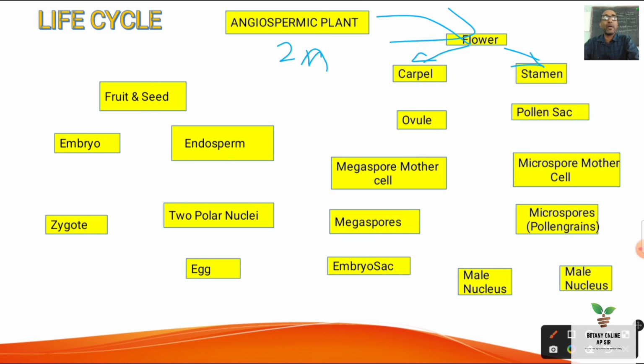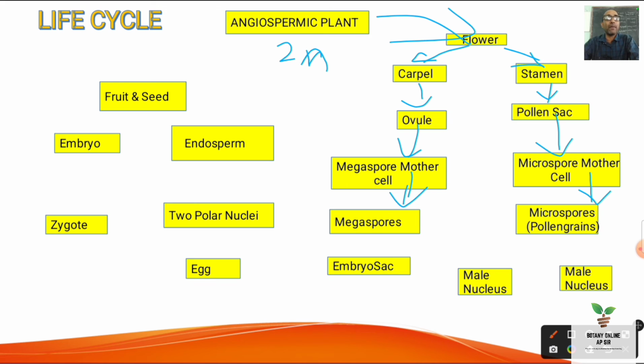Now the carpel has the ovule, and the stamen has the pollen sac, the anther microsporangium, inside it. Now the ovule bears the megaspore mother cell and the pollen sac bears the microspore mother cell. The megaspore mother cell undergoes division, that is meiosis, to form megaspores, which we have discussed, and the microspore mother cell similarly undergoes divisions to form microspores.